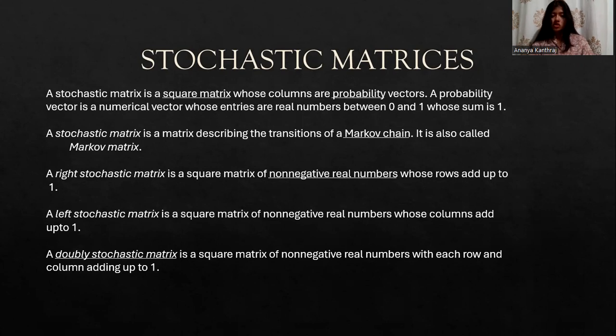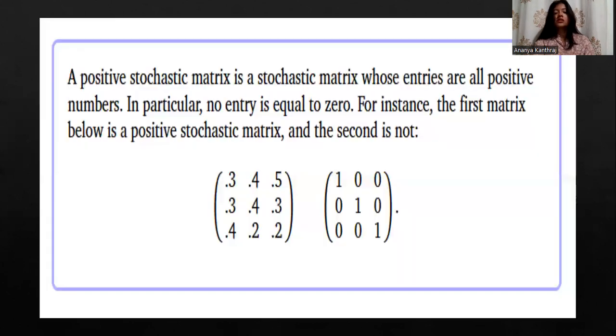The right stochastic matrix is a square matrix of non-negative real numbers whose rows add up to 1, and the left stochastic matrix is a matrix of non-negative real numbers whose columns add up to 1. A doubly stochastic matrix is a square matrix of non-negative real numbers with each row and column adding up to 1. So stochastic matrices are of different kinds: the right stochastic matrix, left stochastic matrix, and doubly stochastic matrix.